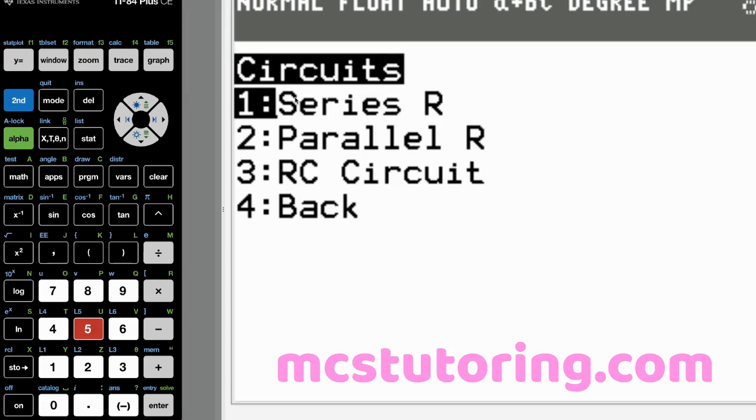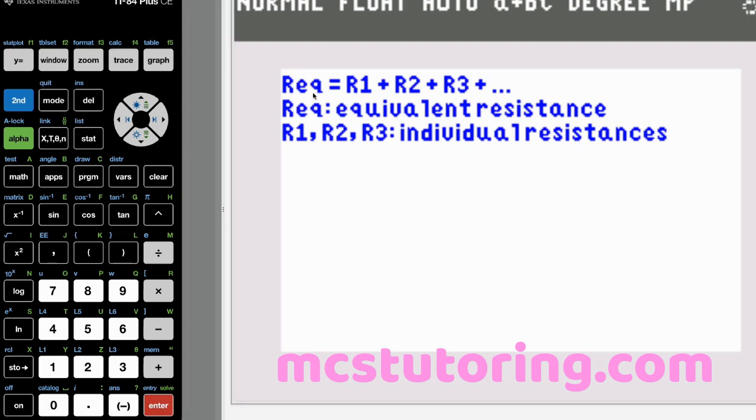Now, this is interesting. You do want to study some schematics of the diagram you're looking at. For series versus parallel, series means in a row. Parallel, they're kind of like standing up next to each other. That's the best description I can give you. And then we've got the RC circuit. So let's go to series. So you have circuit and series.